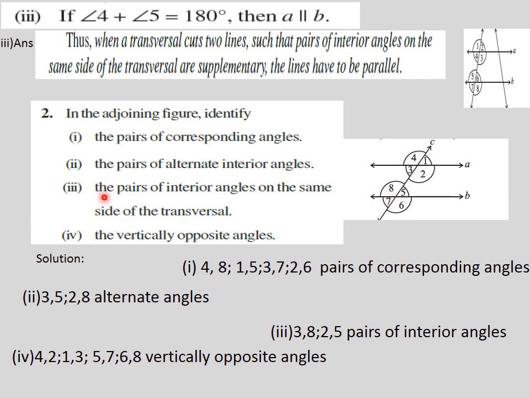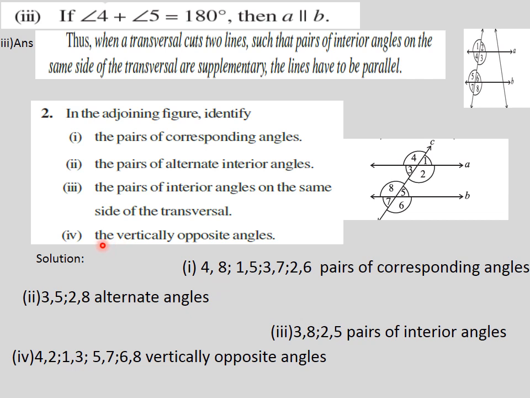Now the next question is the pairs of interior angles on the same side of the transversal. So angle 3, angle 8. Angle 2, angle 5 are the interior angles which lie on the same side. The pairs of interior angles on the same side of the transversal, left and left, right and right. So angle 3 and angle 8 are the interior angles which lie on the same side. Angle 2 and angle 5 are interior angles which lie on the same side. This is also an interior angle and this is also an interior angle.